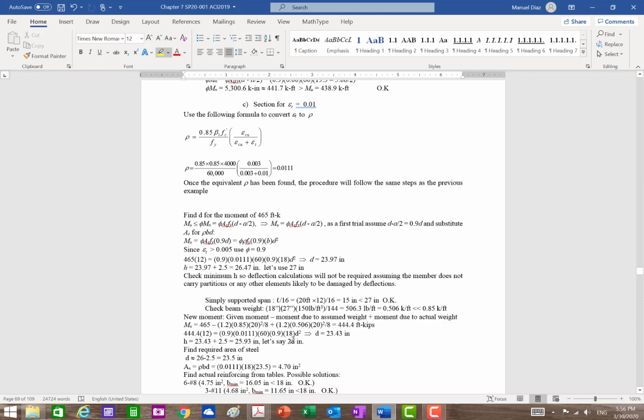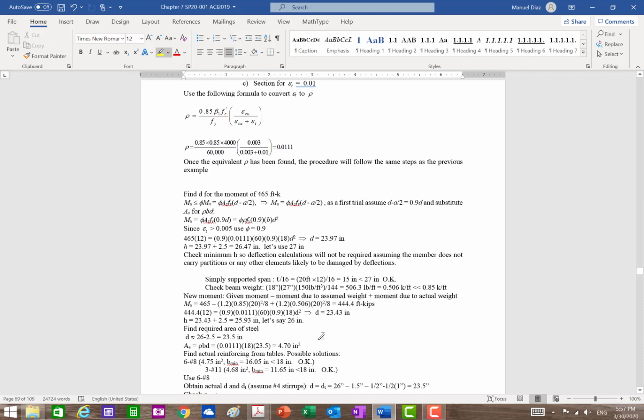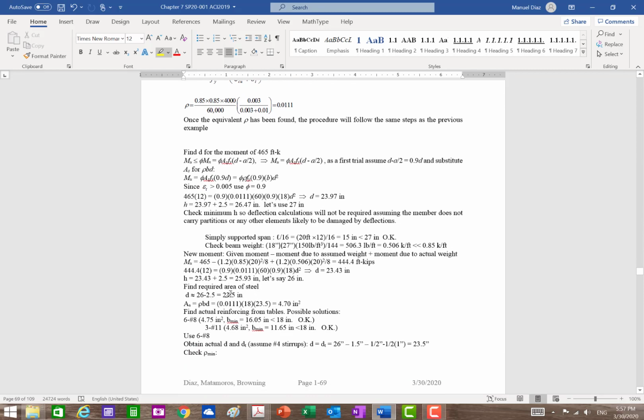I notice that now I can go to 26. So 26 minus 2.5 gives me an approximate D. With that, I get an approximate area, and with that area, I go and find my solutions. You can go 6 number 8s, which in this case fits in 18 inches, one layer, or 3 number 11s that also fit. For construction purposes, 3 number 11s is better. For controlling the width of your crack, 6 number 8s is better. So in this case, I use 6 number 8s.